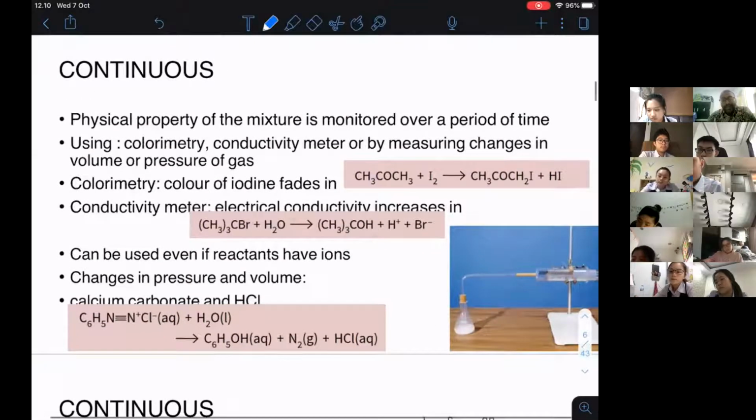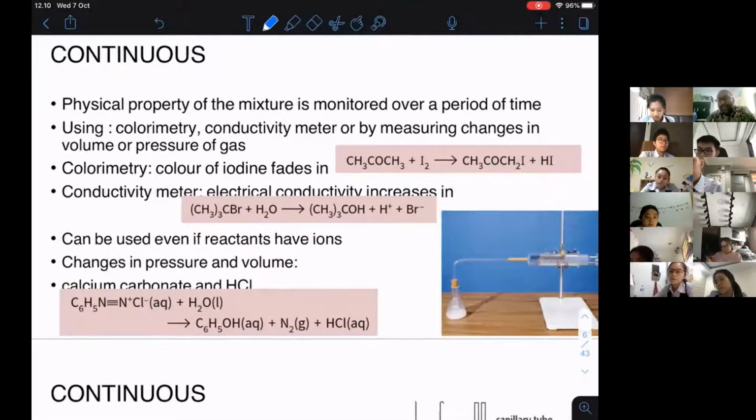What is the continuous method? In the continuous method we do not need to take samples one by one. We let the reaction continue and we just take the reading, so it means we monitor it over a period of time. For example, you can use colorimetry. Colorimetry is different from calorimetry. Colorimetry means identifying changes in color.